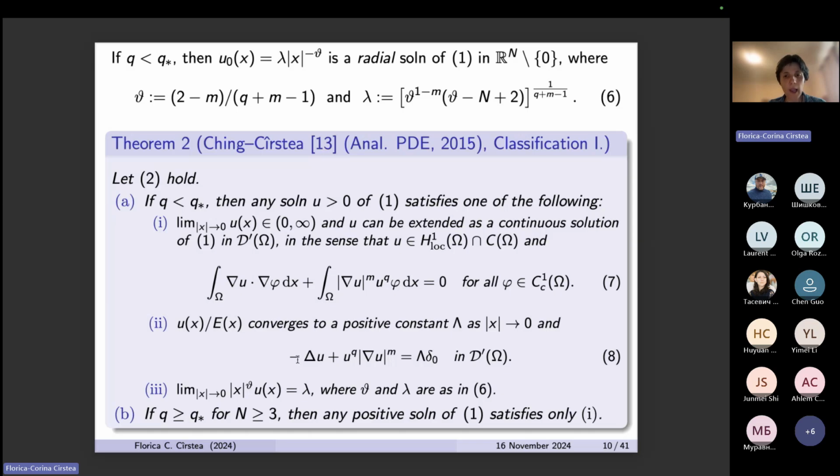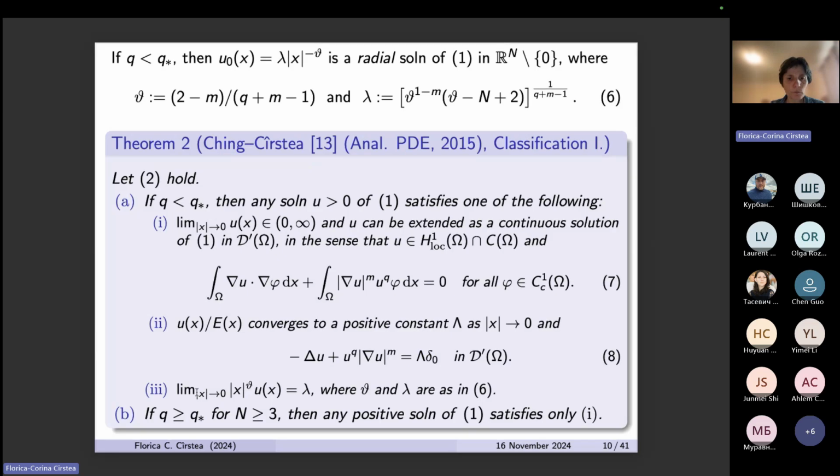And then we have equation 8 in the right-hand side. We have capital lambda, the limit, times the Dirac mass at 0. Equation in the sense of distribution. So we have u over the fundamental solution here converges to capital lambda, and that lambda you put in this right-hand side.